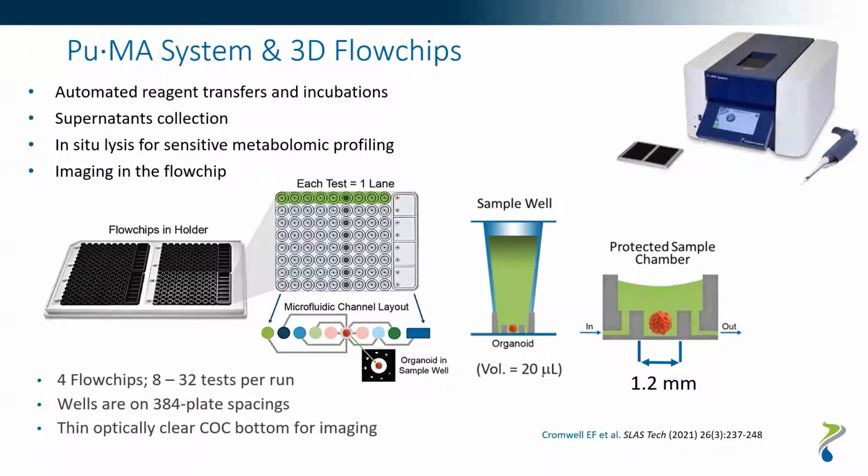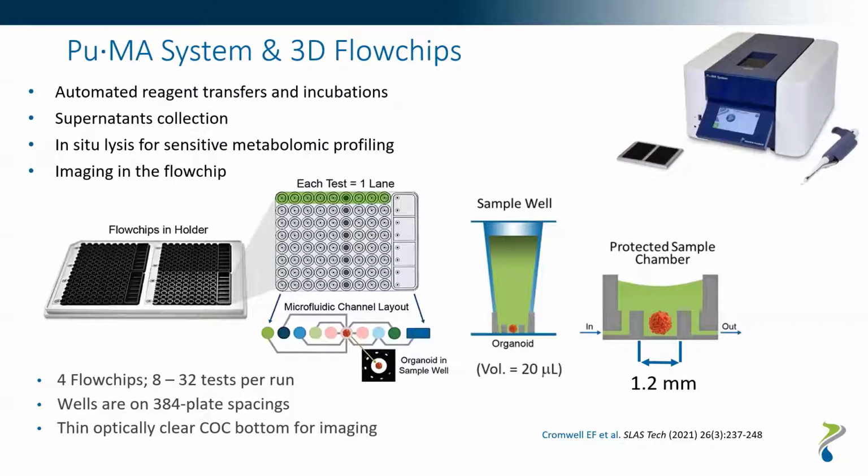Flowchip can be filled with any reagents like media, compounds, stains, and so on, depending on the assay configurations. Organoids or spheroids are loaded into the sample well and located in a protected sample chamber at the bottom of the well. This allows reagents to be directed in and out of the sample well without disturbing or drying out the sample. The bottom of the Flowchip is a thin cyclic olefin copolymer film, which makes it compatible with high-resolution imaging. The diameter of the protected sample chamber is 1.2 millimeter, which can accommodate samples of 800 micron to 1 millimeter in size.